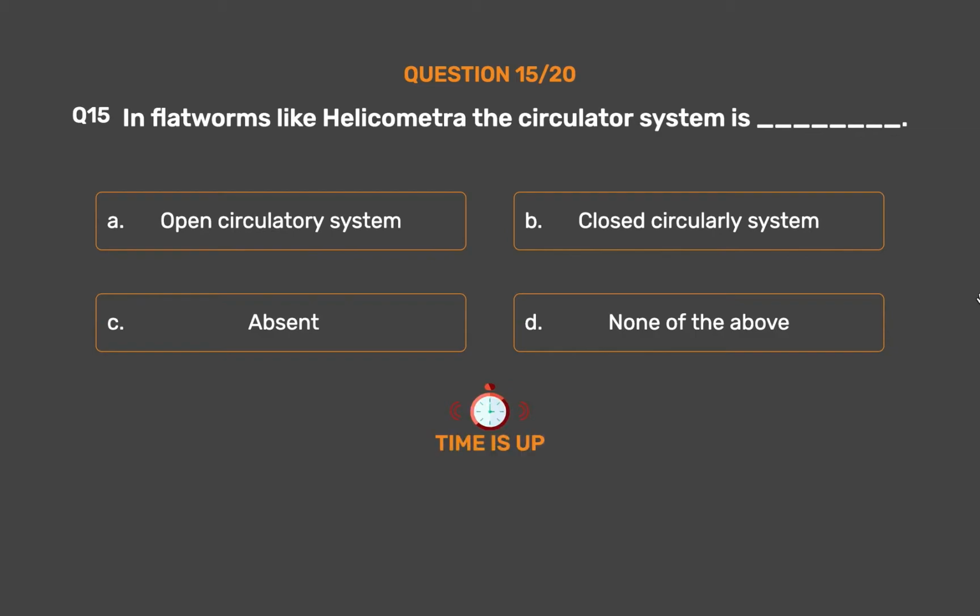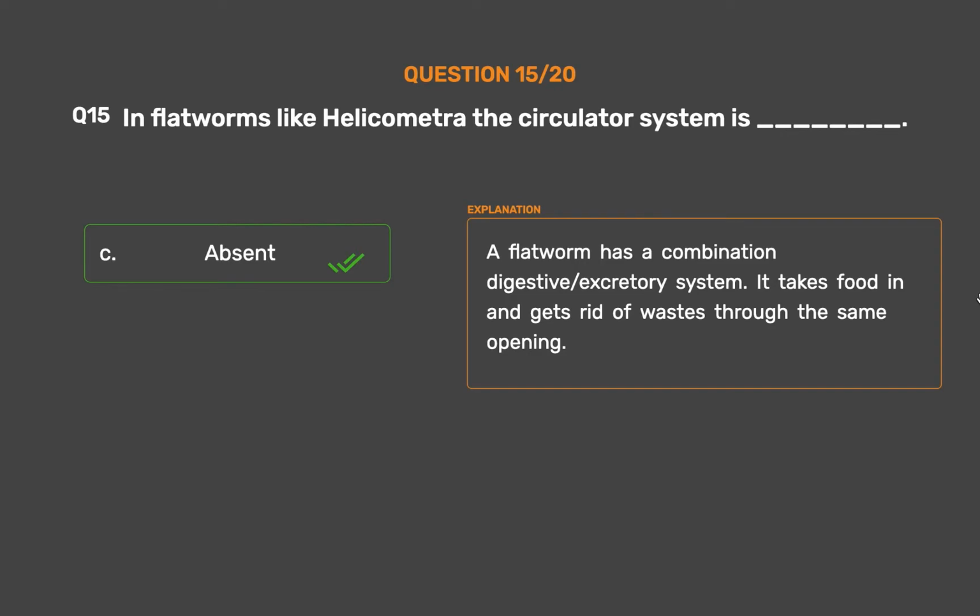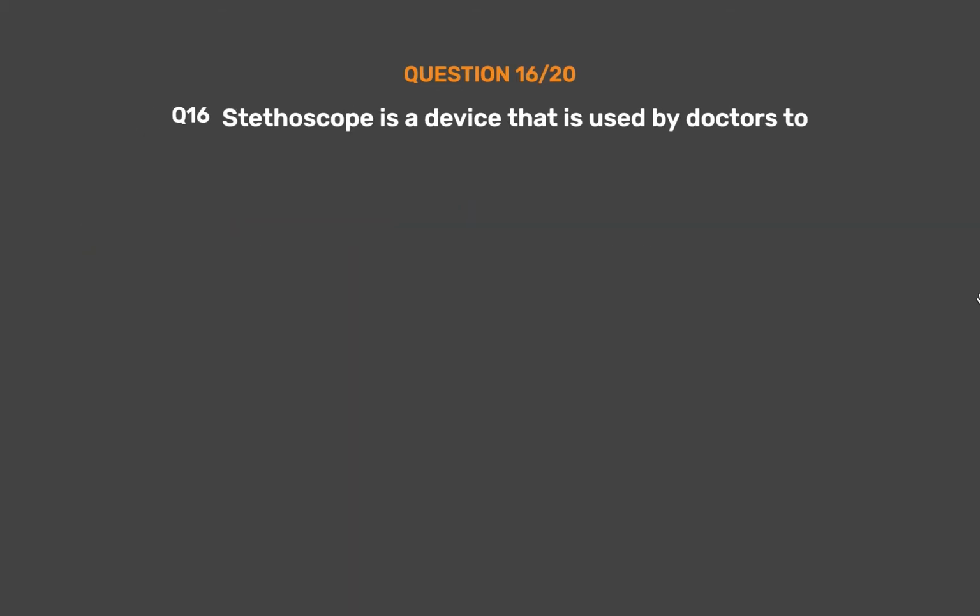The correct answer is option C. Absent. A flatworm has a combination digestive/excretory system. It takes food in and gets rid of wastes through the same opening. Question number 16. Stethoscope is a device that is used by doctors to option A.